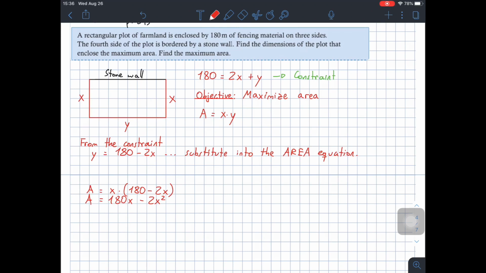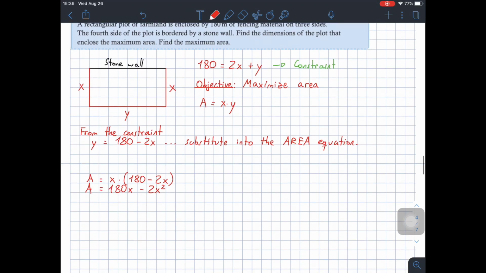If I want to optimize something, either minimize or maximize, I know that I need to differentiate this equation. I need to find the derivative of this expression. So I'm going to say that this is A prime. The derivative of the area is, in this case, 180 minus 4x. Okay? So let me write that down. If I want to optimize, I need to set the first derivative to 0.